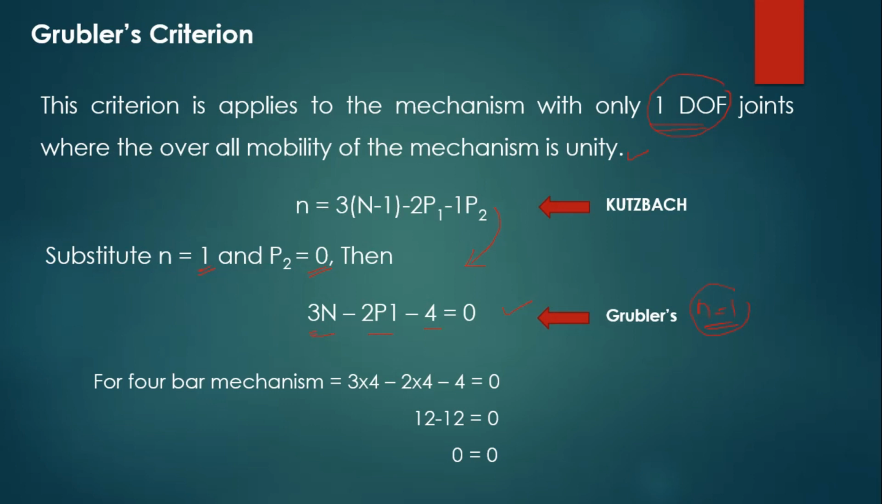3 into the number of links, we know that for a 4 bar mechanism it is 4. So 3 into 4 minus, how many lower pairs are there in a 4 bar mechanism? 4. So 2 into 4, right? So as it is, minus 4 in the equation is there. So solve this, we got 0, which is equal to 0. This equation is suitable for the Grubler 4 bar mechanism, right?